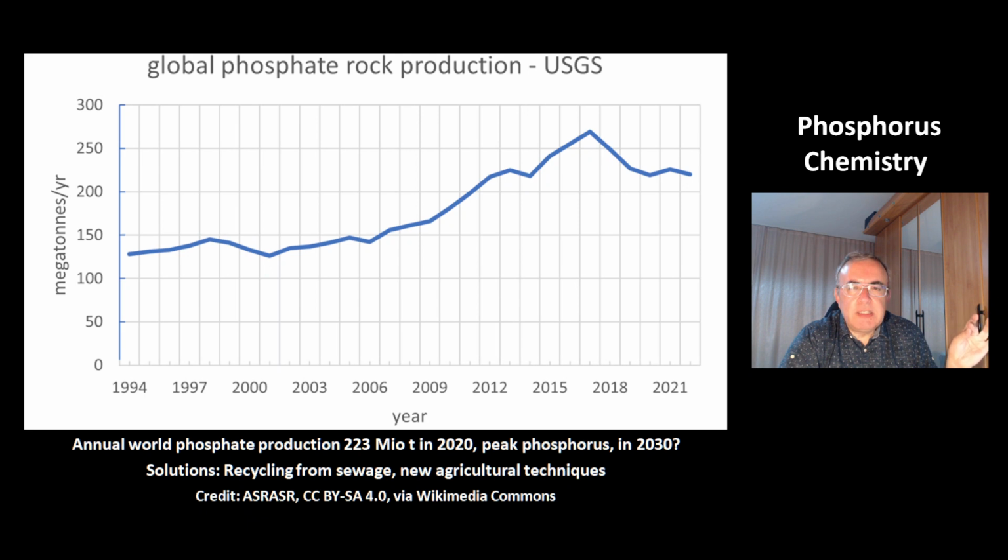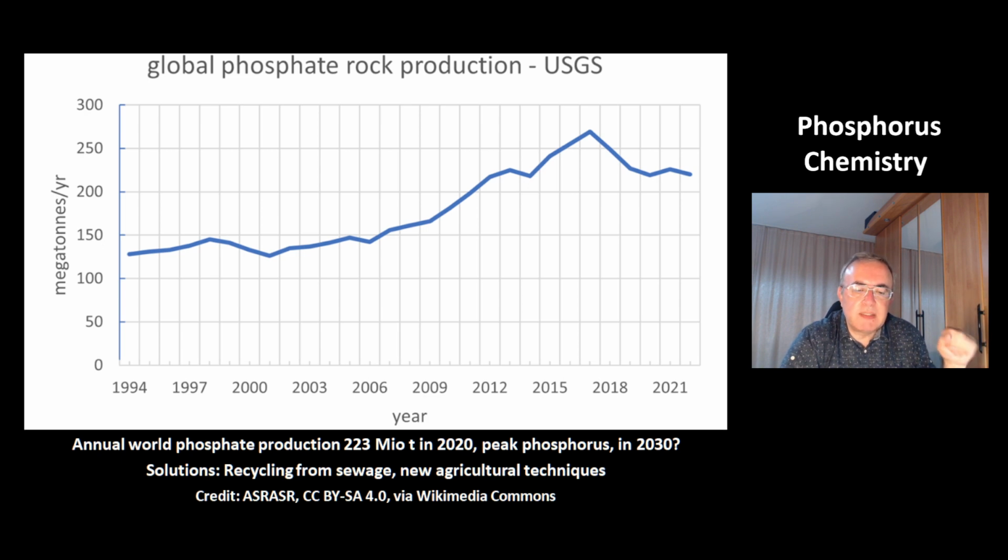This is the annual world production of phosphate rock. In 2020, it was 223 million tons. And there's this word peak phosphorus, which means a peak situation with the production of phosphate. Some experts predict this could be in the year 2030. And can this be a problem?